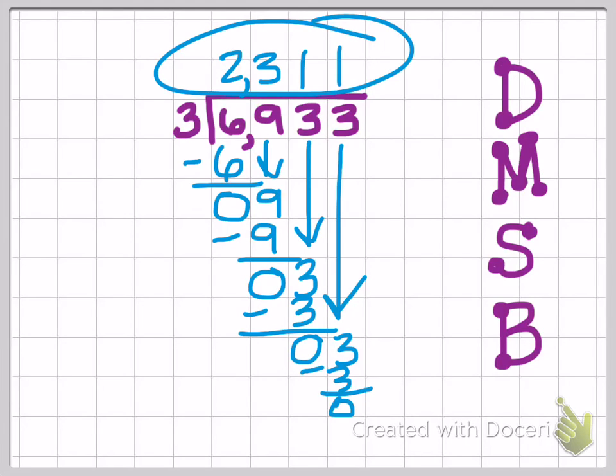And so our final quotient is 2,311. You probably noticed in this video, I used problems that gave us no remainders and were very easy to divide. I did that so you could get great practice.